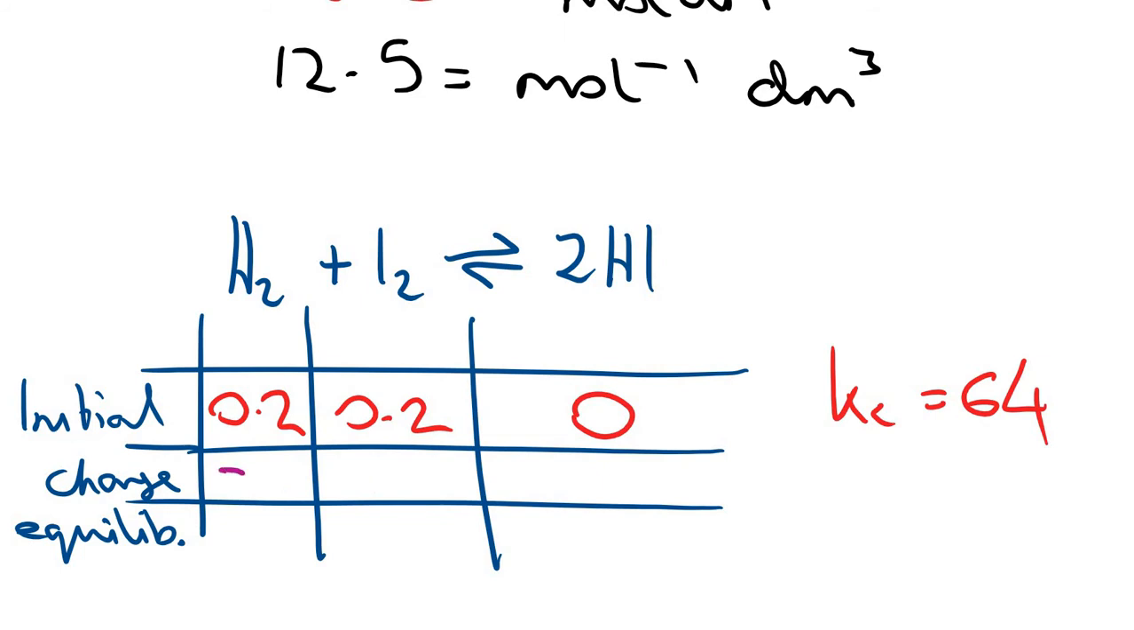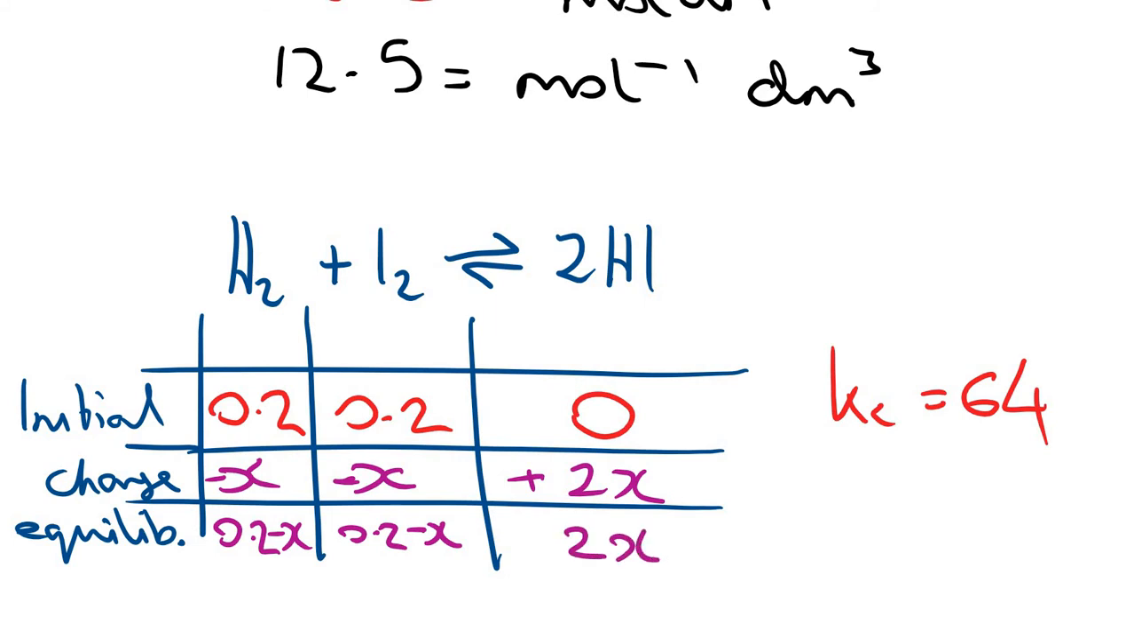So for this one, we're going to introduce an unknown, x. So we've lost a certain amount of hydrogen, we've lost a certain amount of iodine, and if we've lost x amount of hydrogen, well, for every x hydrogen that reacts, we form 2 moles of hydrogen iodide, so this is going to be plus 2x. So then at equilibrium, we must have 0.2 minus x, 0.2 minus x, and we must have 2x of this.